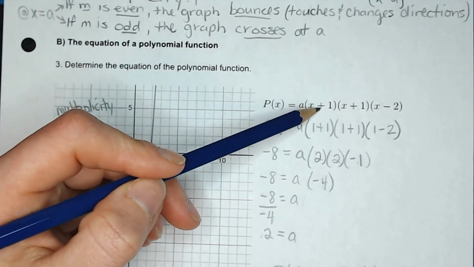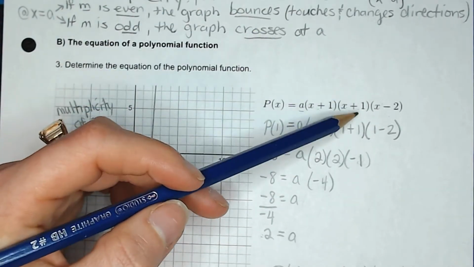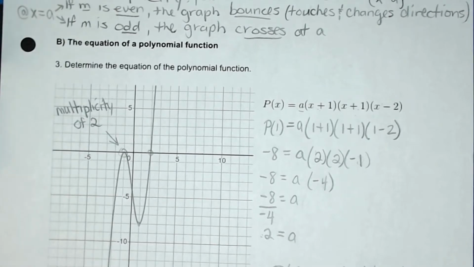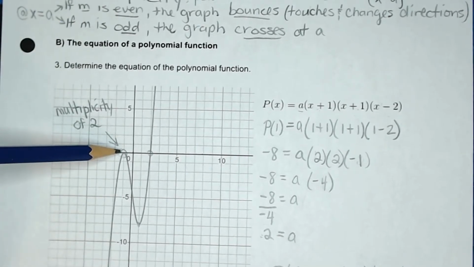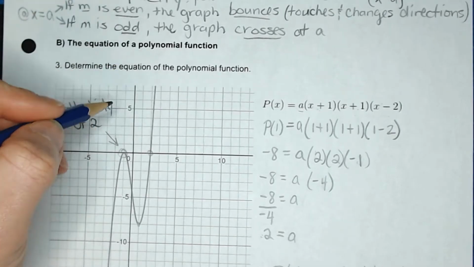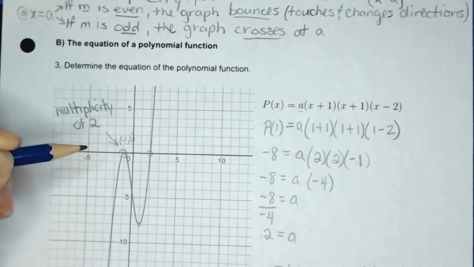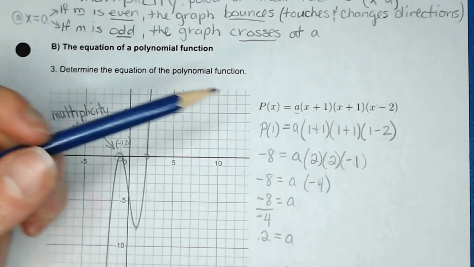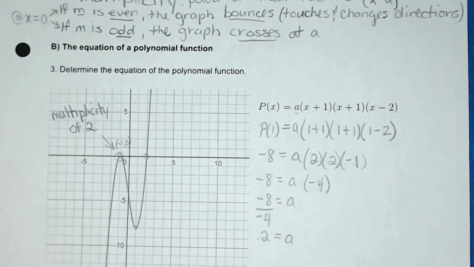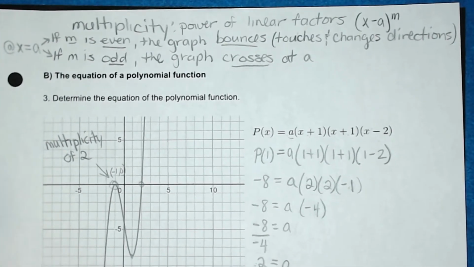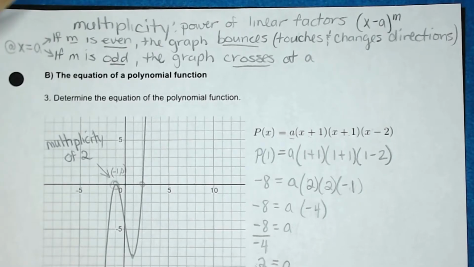And if you're wondering where I got these values, x plus 1, x plus 1, x minus 2, you need to look at the x-intercepts on your graph. This one is at negative 1, 0. And you might be saying, well, why do you have 2 of them? It doesn't touch it twice. But you need to remember about the multiplicity here. That tells you how many times you're going to multiply it.